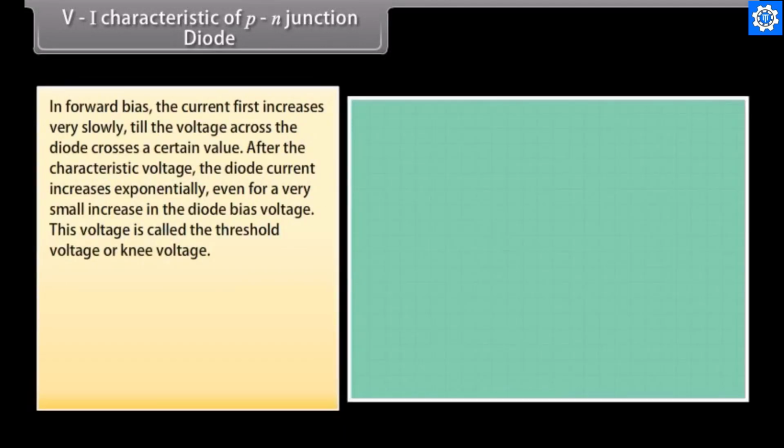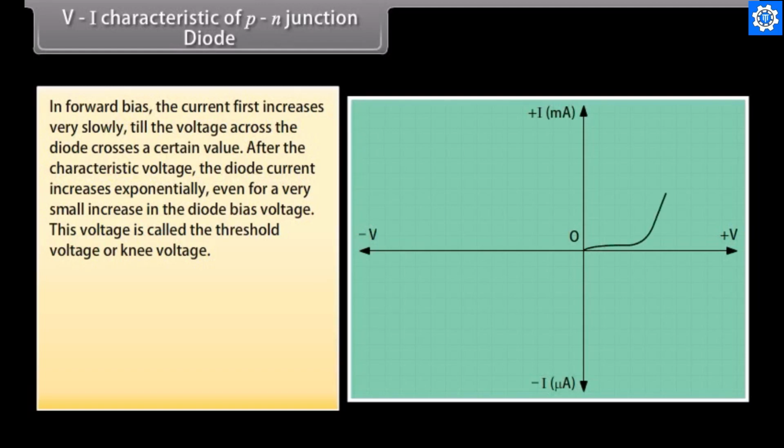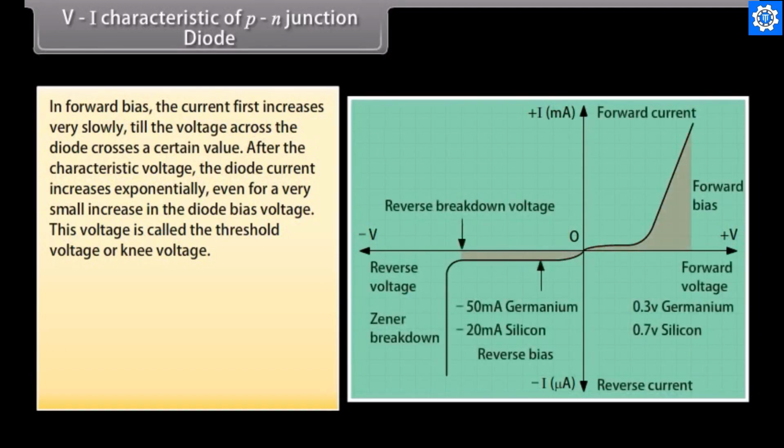IV characteristic of a P-N junction diode. In forward bias, the current first increases very slowly till the voltage across the diode crosses a certain value. After this characteristic voltage, the diode current increases exponentially, even for a very small increase in the diode bias voltage. This voltage is called the threshold voltage or knee voltage.